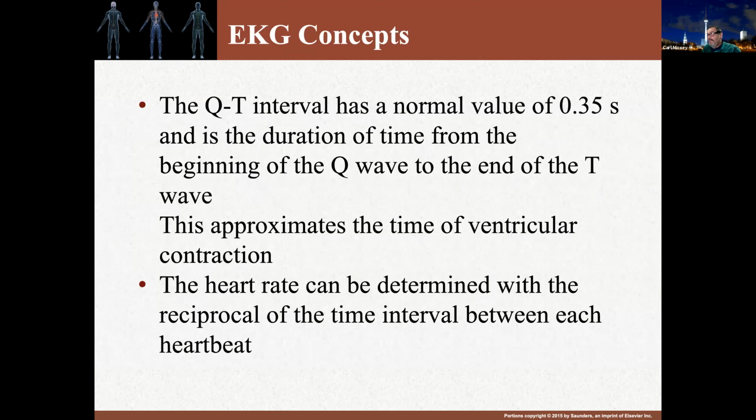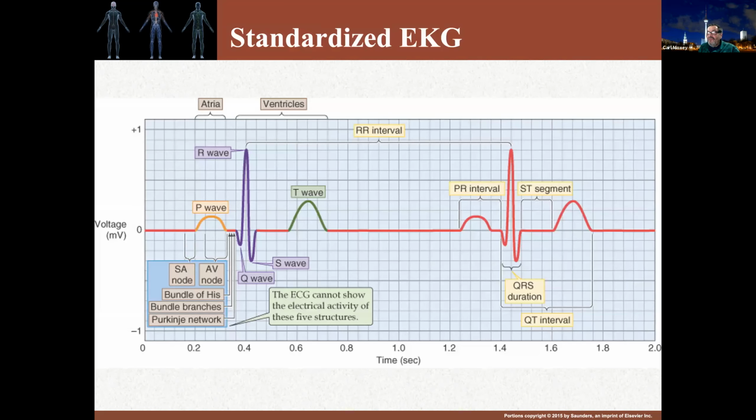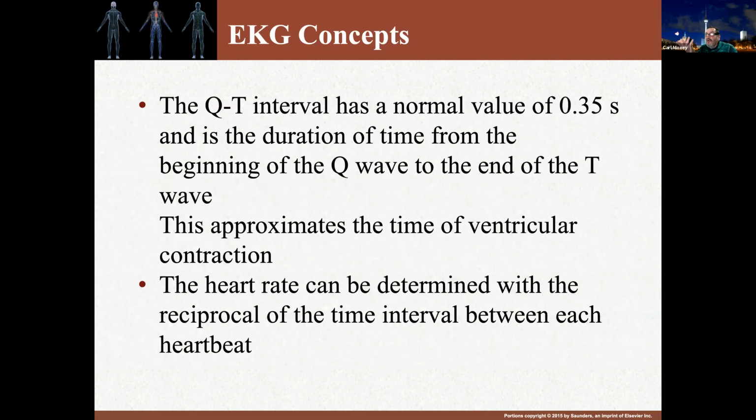The QT interval, notice, has a normal value of 350 milliseconds. So let's go back and see if that's true in this. So our QT interval, you'll notice, is from the beginning of the Q wave to the end of the T wave. So we have 1, 2, 3, 4, 5, 6, 7, 8, 9 little boxes. And we know each little box is 40 milliseconds. So therefore 9 times 40 is 360. So it's certainly very close to this canonical 350 milliseconds.